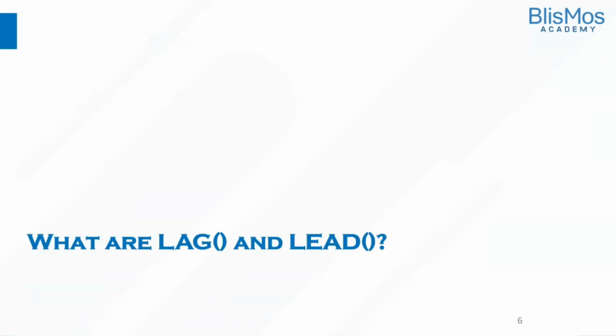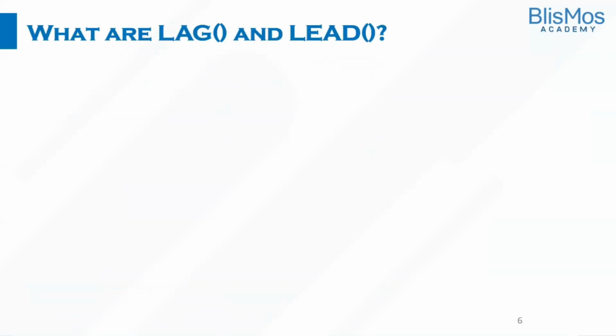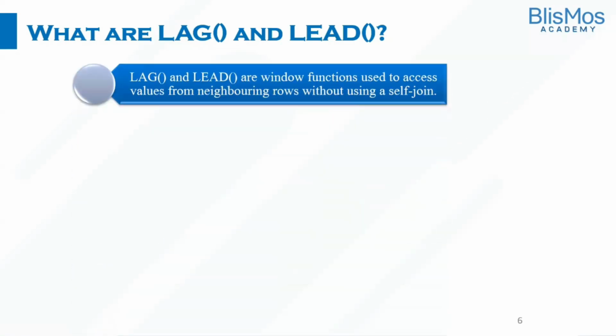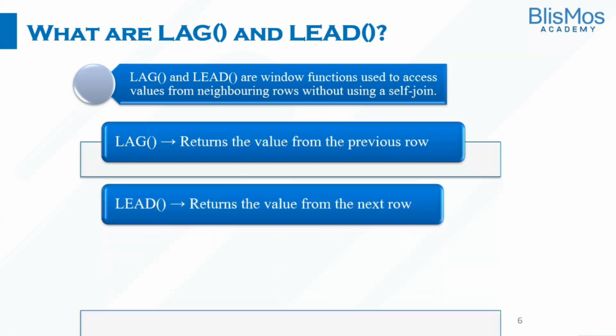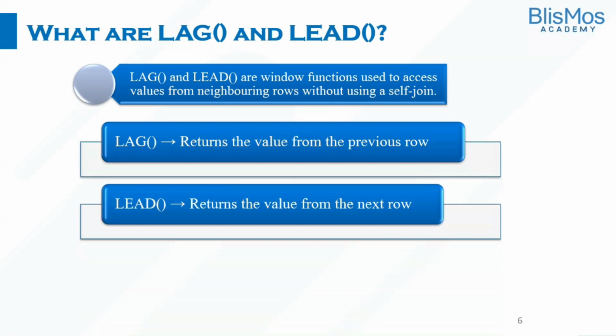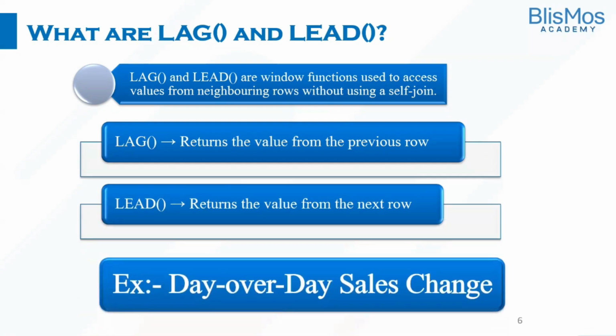So, when do we use these lead and lag functions? Lead and lag are basically window functions that are used to get the neighboring rows without using a self join. Lag will return the value from the previous row, whereas lead will return the value from the next row. A good example is if we need to see the day over day sales change, then lead and lag is the best way to do it. So let's see it with a real-time example.